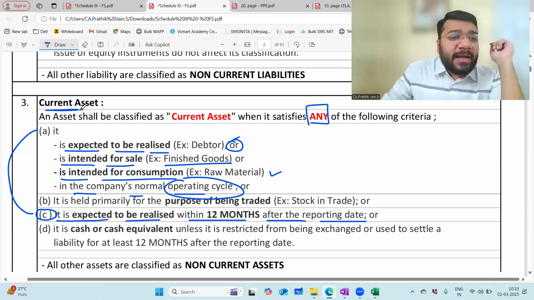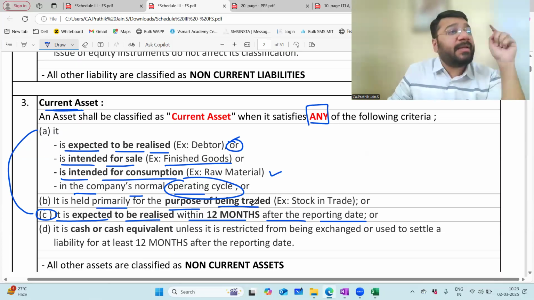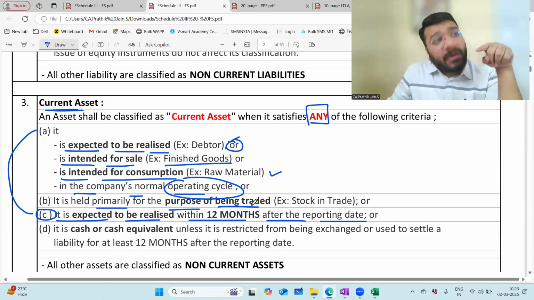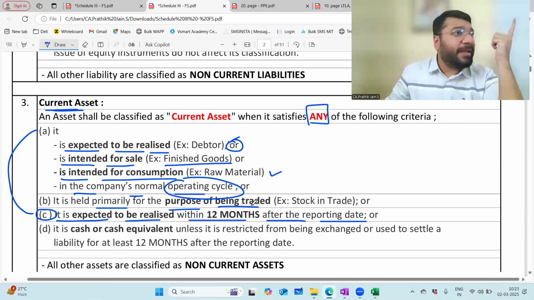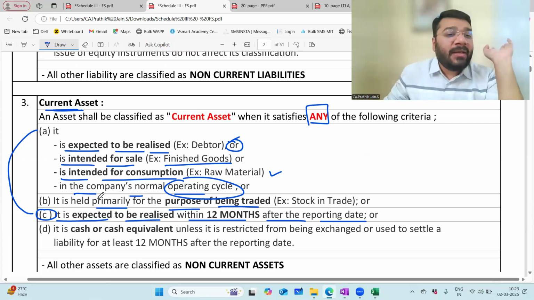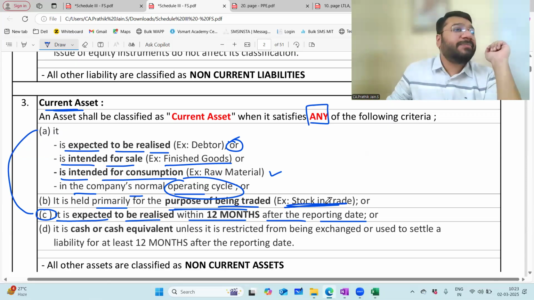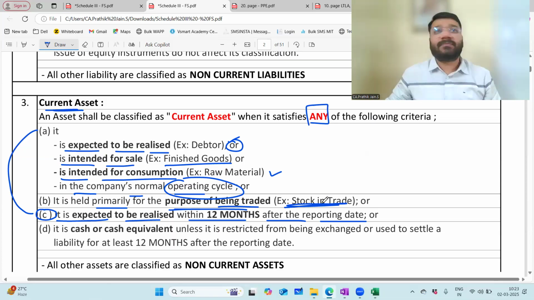Next, a current asset is an asset if it is held primarily for the purpose of being traded. In current liability also, point number B was the same point, liability held for the purpose of trading, but that was complicated. But this is very simple. Current asset is an asset which is held primarily for the purpose of trading. So what stocks do we hold for trading? Stock in trade. Stock in trade is my current asset. Any problem? So A, B, C. Do you have any difficulties?